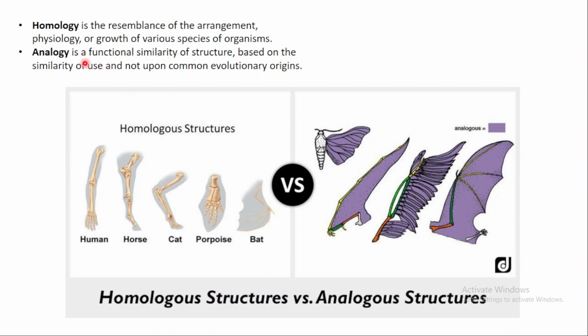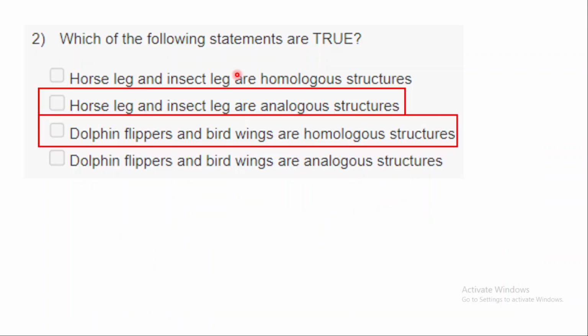But now analogy, on the other hand, is a functional similarity of structure based on similarity of use and not upon common evolutionary origins. So homology, we can say that if the origin is similar or the design is similar, then it's homologous. But analogous will be when the functions are similar, just like horse leg and the insect leg. So both the horse leg and insect leg are helpful in locomotion of the organism on ground. So the insect can walk on the ground and the horse can walk on the ground using the same leg.